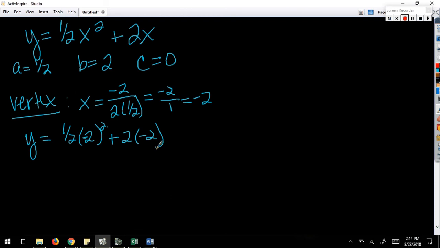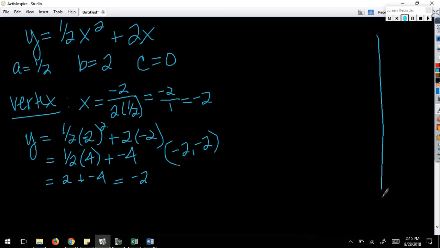All right, let's square first. -2 squared is what? What's -2 to the second power? Try one more time. +4. When you square a negative number, you get a positive number. One half times 4 is what? 2. And 2 plus -4 is? -2. What is my vertex? -2, -2. That means left 2, down 2.